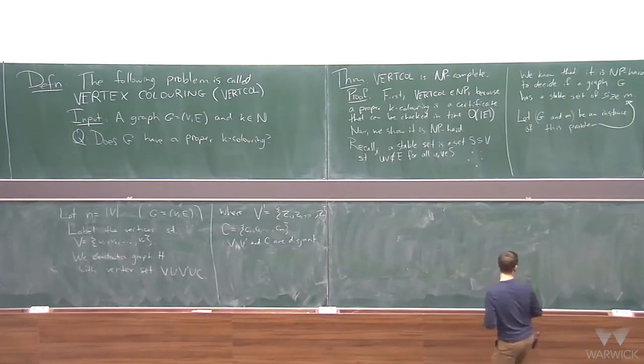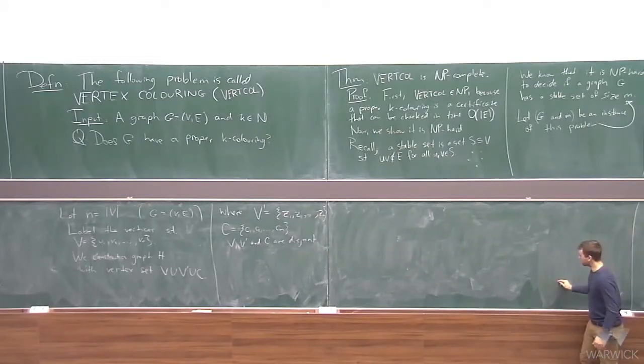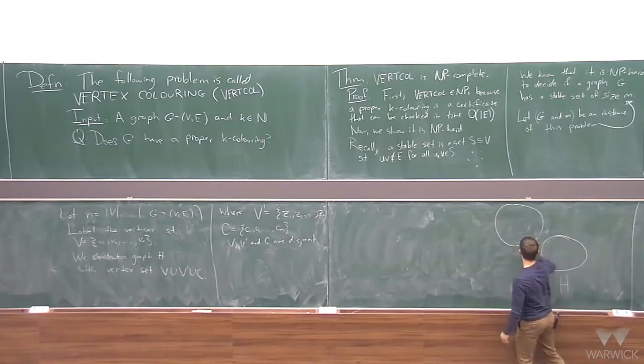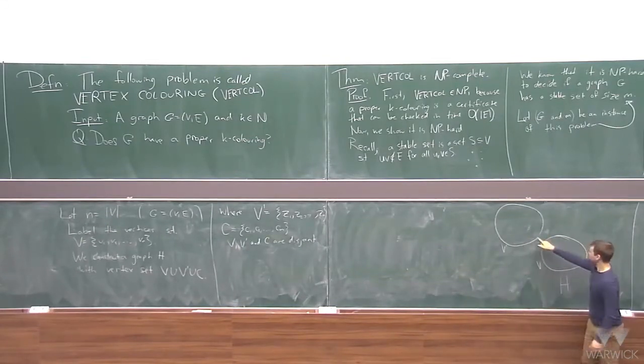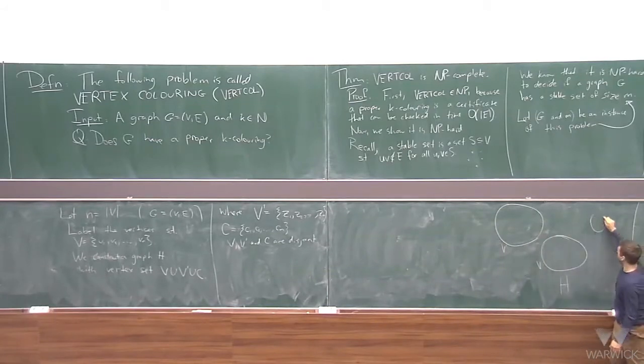Okay, so that tells you the vertex set of the graph. Maybe I'll keep a picture of it over here. I haven't told you where the edges go yet, but I'll tell you that in a second. So the graph H has three sets of vertices: V, V prime, which are supposed to be the same size, and C, where C has size m.